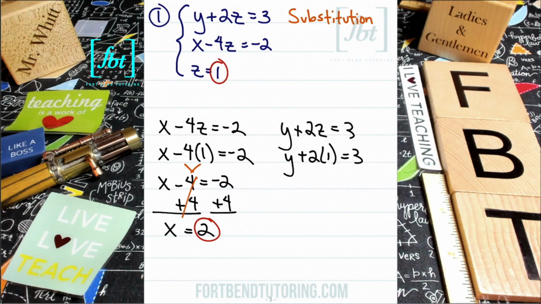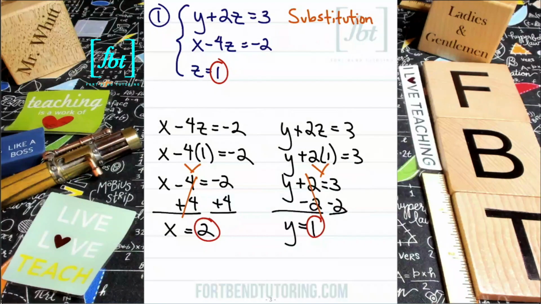From here, I'll be multiplying that 2 times 1, and so I'll have y plus 2 equals 3, then subtracting 2 from both sides of the equation. Our 2's will cancel out, and I'll be bringing down y equals +1. Let's hold on to that.